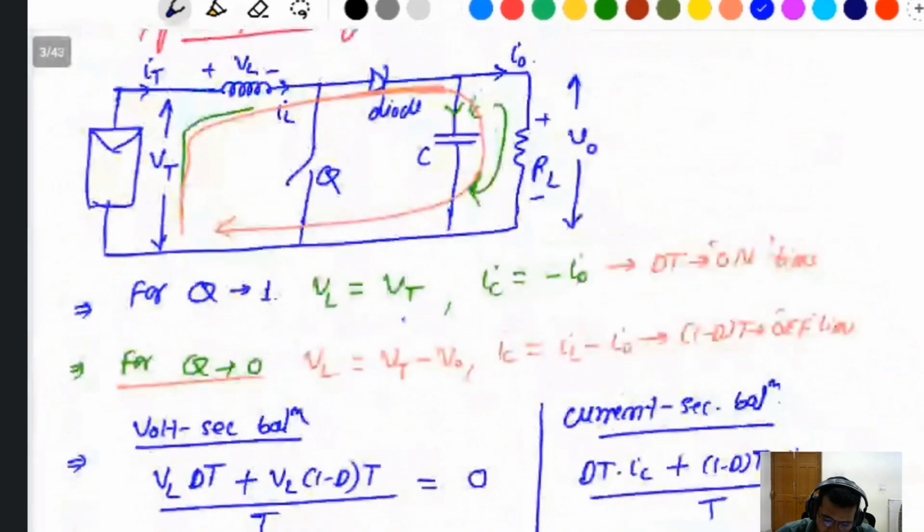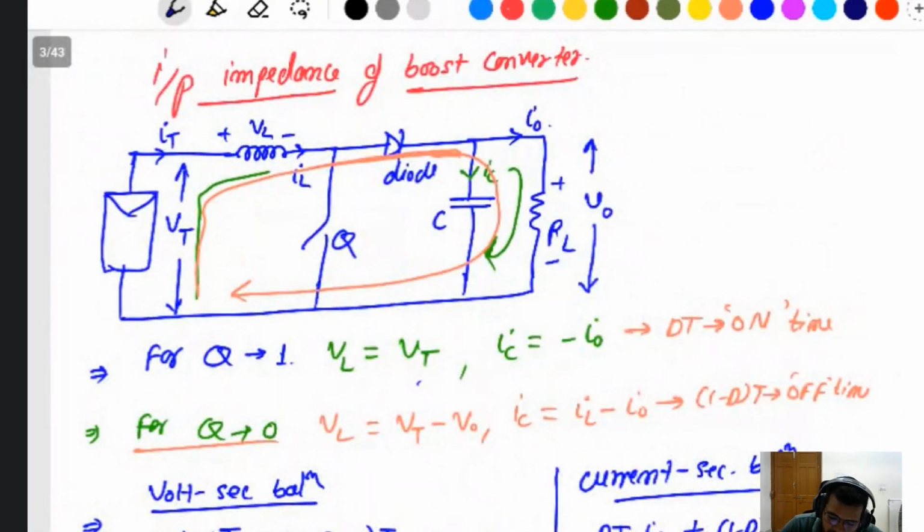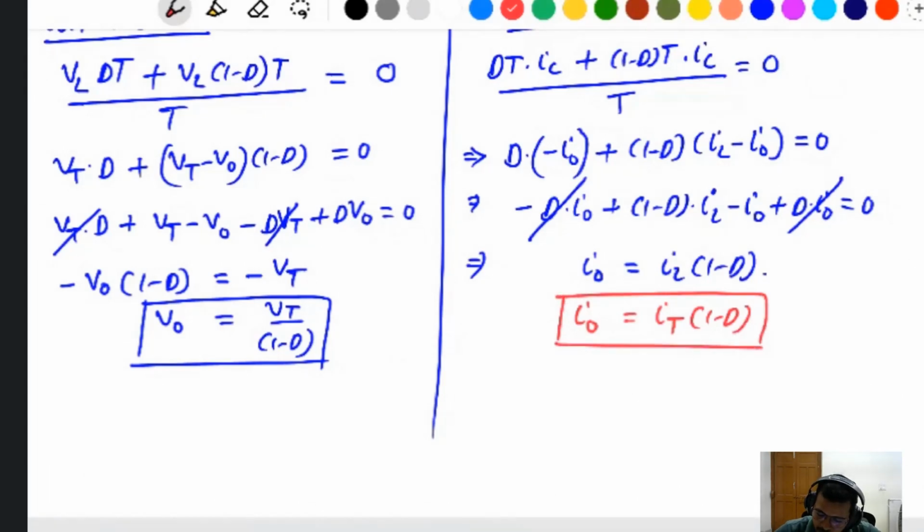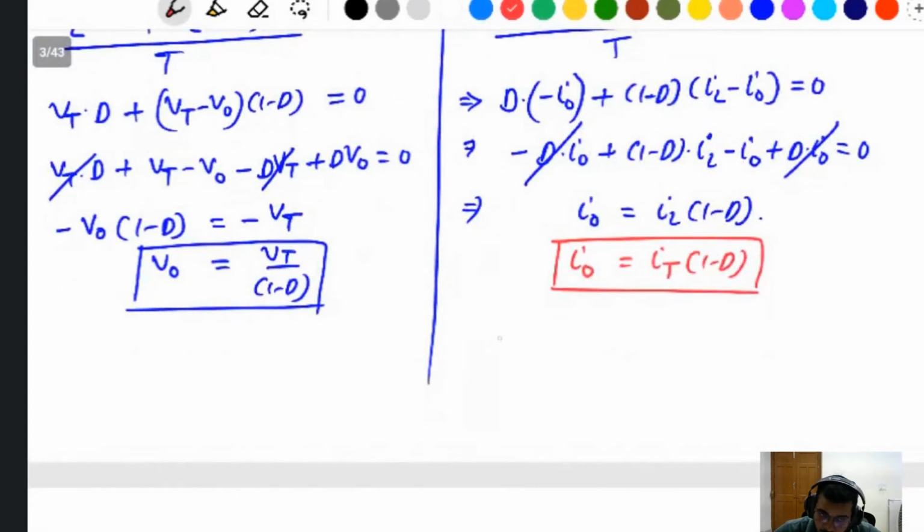For the boost converter, you can see here IL is the same as IT. Then you can replace this one: I naught is equal to IT into (1 minus D). This is the input current, and this is the output current. Then you know about the resistance. V naught is equal to I naught into R naught.